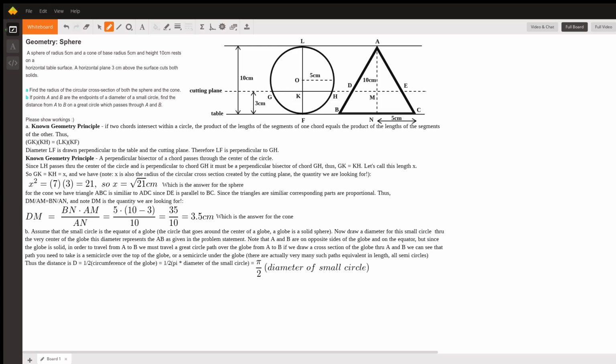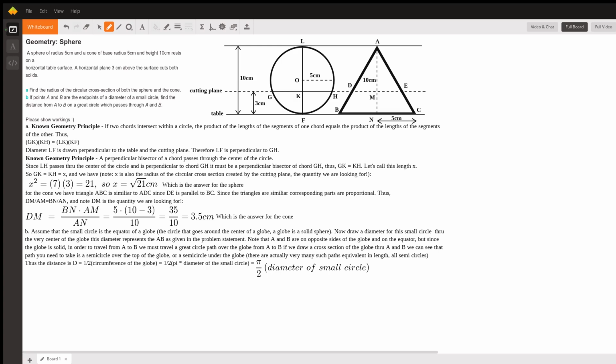For the cone, we have triangle ABC is similar to ADE, since the cut DE is parallel to BC. It creates two similar triangles. Since the triangles are similar, corresponding parts are proportional. Thus, DM divided by AM equals BN divided by AN. And note, DM is the quantity we are looking for in the cone.